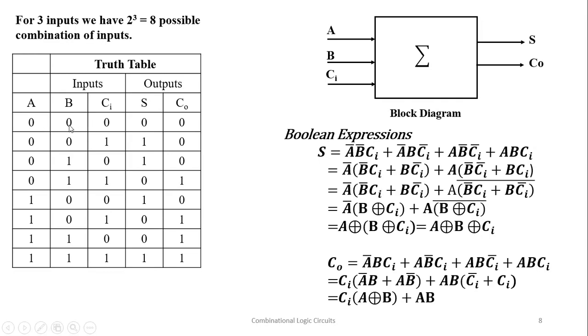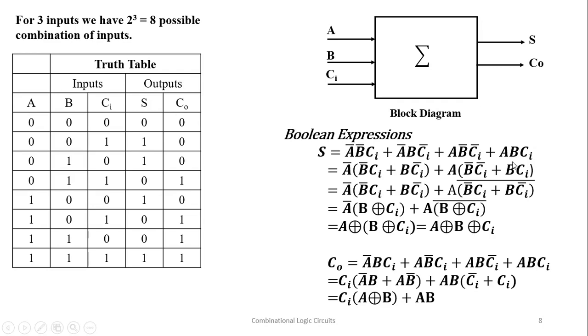So 0 plus 0 plus 0 is 0, so the sum is 0, the carry is 0. Then 0 plus 0 plus 1: the sum is 1, the carry is 0. So using the rules of binary addition, we develop this truth table. From this truth table, the third step is to develop a Boolean expression.